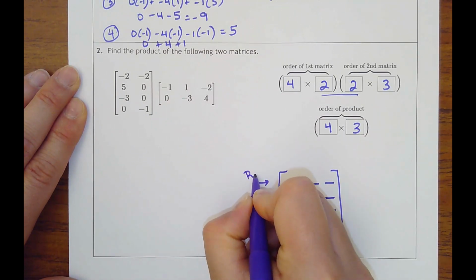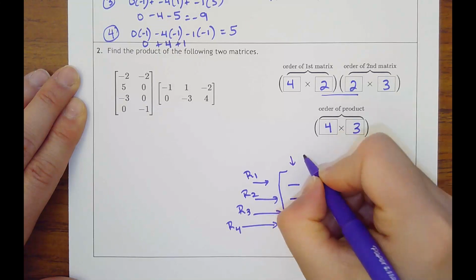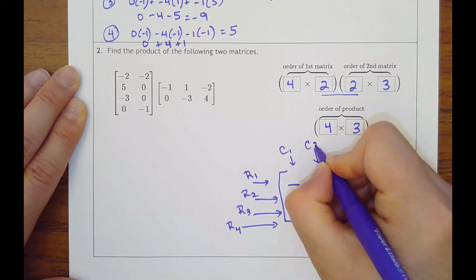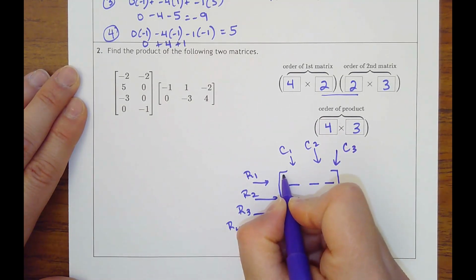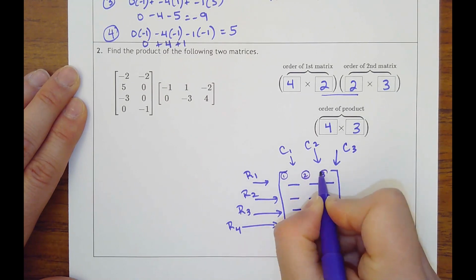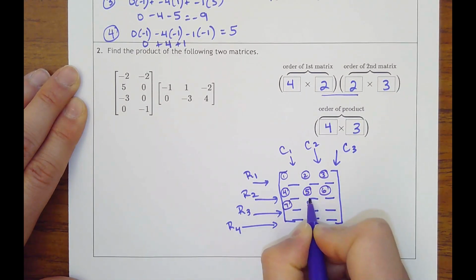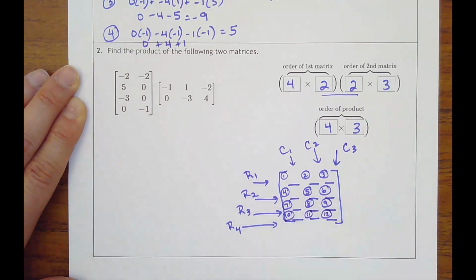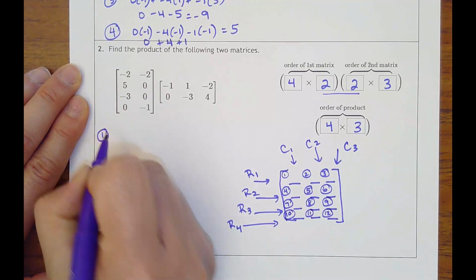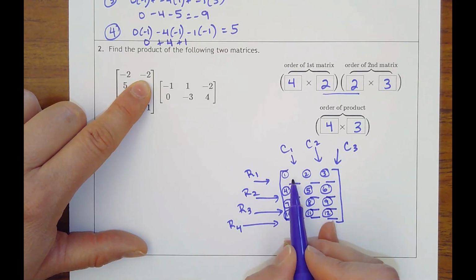Okay, so then I would start. I'm just going to put R1, R2, R3, R4. Column 1, column 2, column 3. Okay, so I'm going to go ahead and do this again. 1 through 12. So I've got 12 different answers I'm going to get. So for number 1, I'm going to take row 1 and then multiply it by everything in column 1.